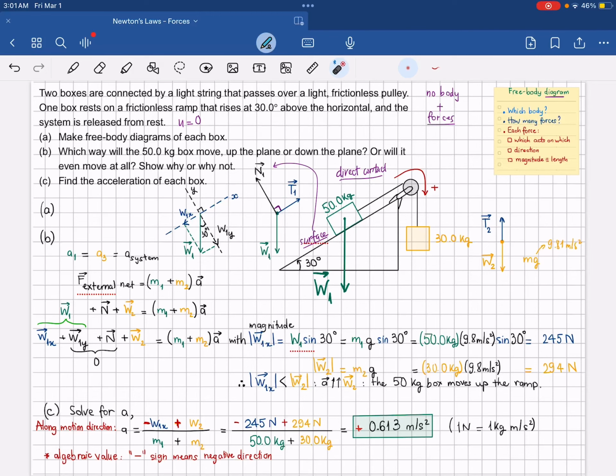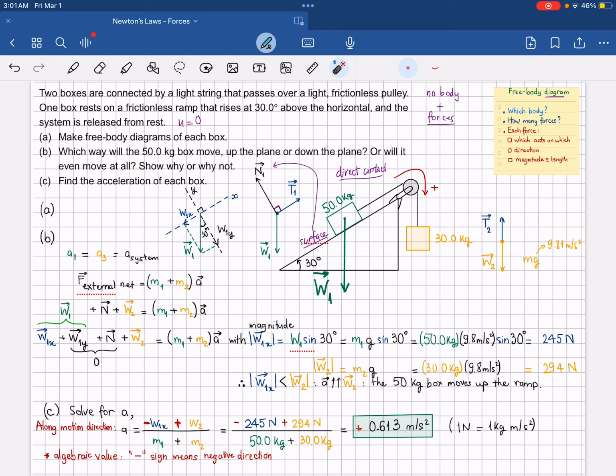The second question asked, which way will the 50 kilogram box move? Up the plane or down the plane? So this is the 50 kilogram box. They're asking if it moves up or if it moves down. Or will it even move at all? Show why or why not.